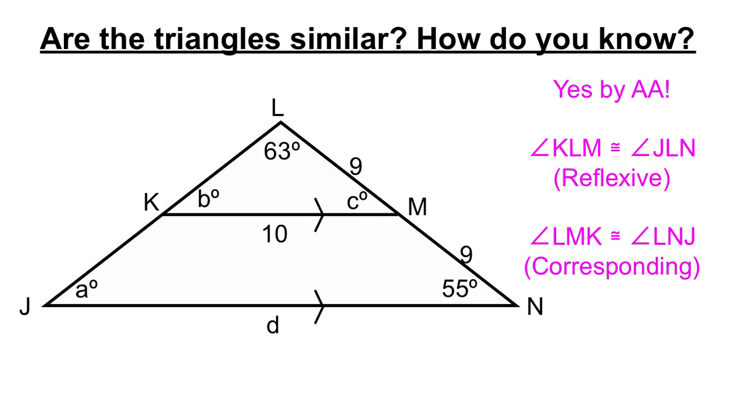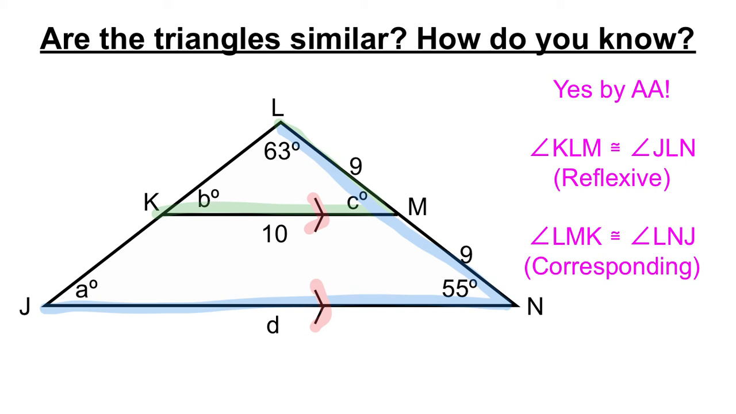The other set of angles that we know are the same are angle LMK along with angle LNJ. Those 2 angles are corresponding angles. Hopefully you notice these parallel lines here. When you've got those parallel lines, you've got corresponding angles that are equal to each other. So these are, in fact, similar to each other.